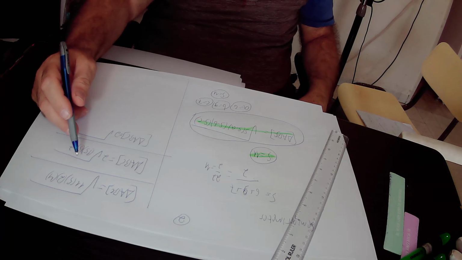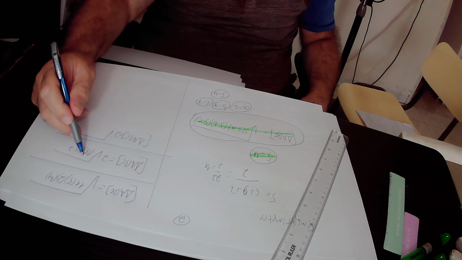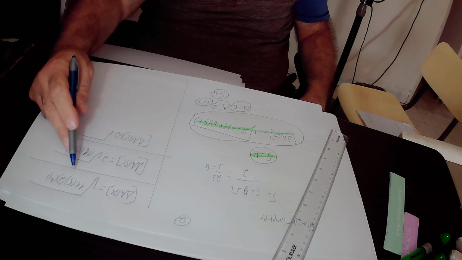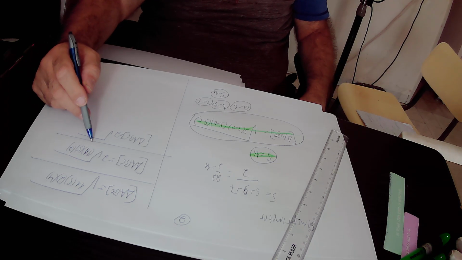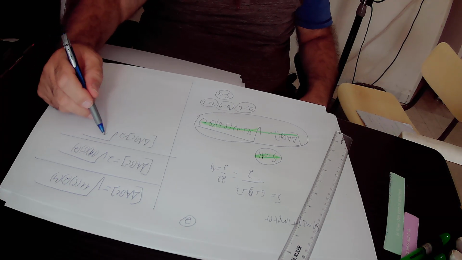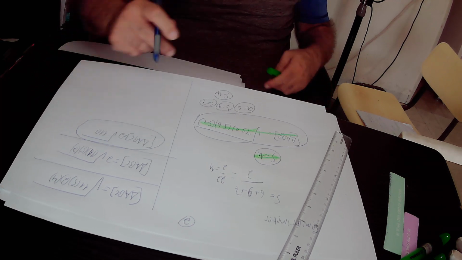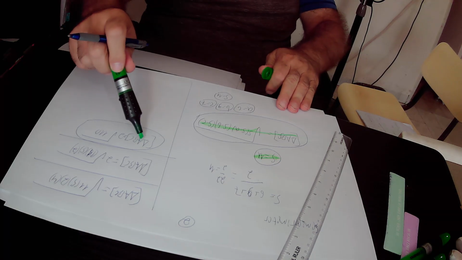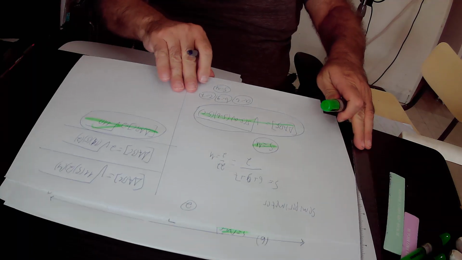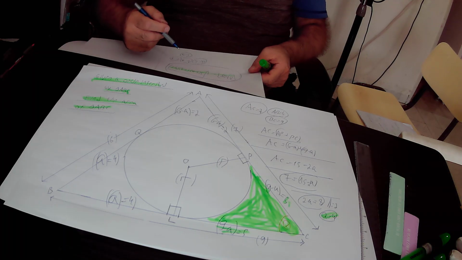Inside the root we are left with only 11 times 5 times 2. So it is 11 times 5, that is 55, and 55 times 2 is 110. In total, we found out that the area of our triangle ABC equals 2 times the square root of 110 square inches in size.